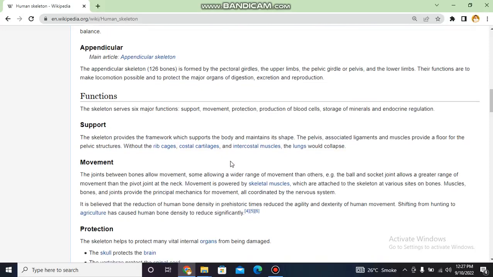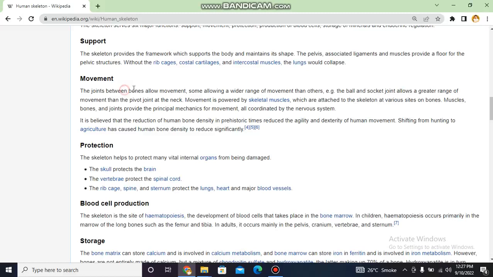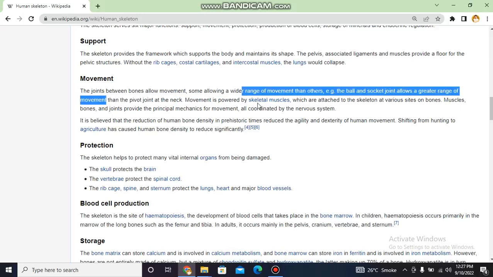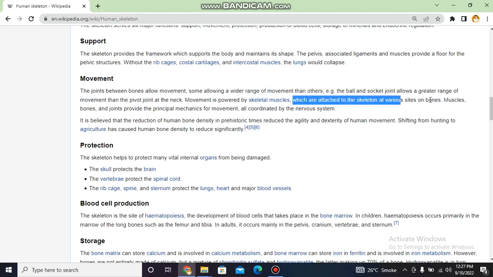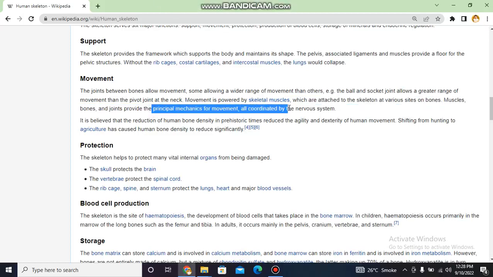Movement: the joints between the bones allow movement, some allowing a wider range of movement than others. For example, the ball and socket joint allows a greater range of movement than the pivot joint at the neck. The movement is powered by the skeletal muscles, which are attached to the skeleton at various sites on the bones. The muscles, bones, and joints provide the principal mechanics of movement, all coordinated by the nervous system.